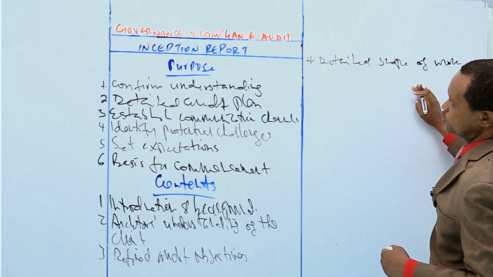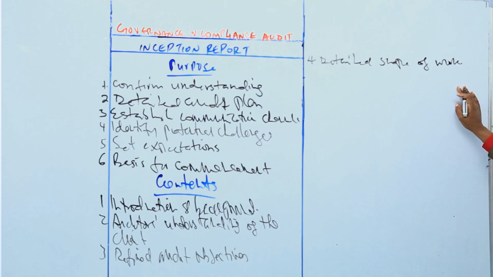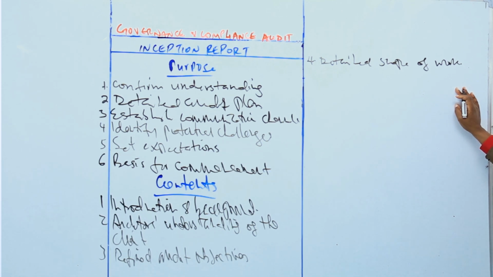An Inception report also contains a detailed scope of work. It presents the precise scope of the audit, detailing the specific governance pillars, compliance areas like tax, labor, environmental, data protection, anti-bribery, and so on. Okay? That is detailed scope of work.